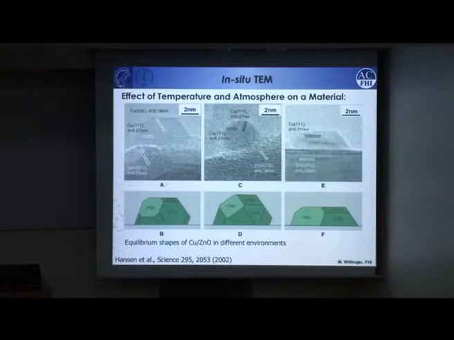It's not changing, it's not dynamic, it's a thermodynamic equilibrium, it's not an active catalyst.